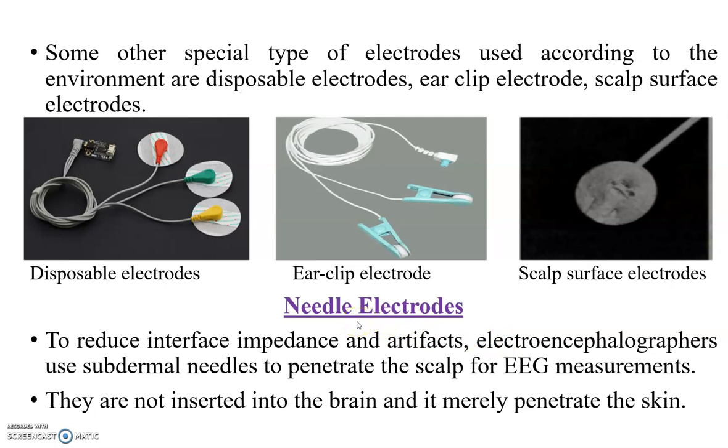These types of electrodes are used to reduce interface impedance and artifacts. So electroencephalographers use subdermal needles to penetrate the scalp for EEG measurement. They are not inserted into the brain; they merely penetrate the skin.